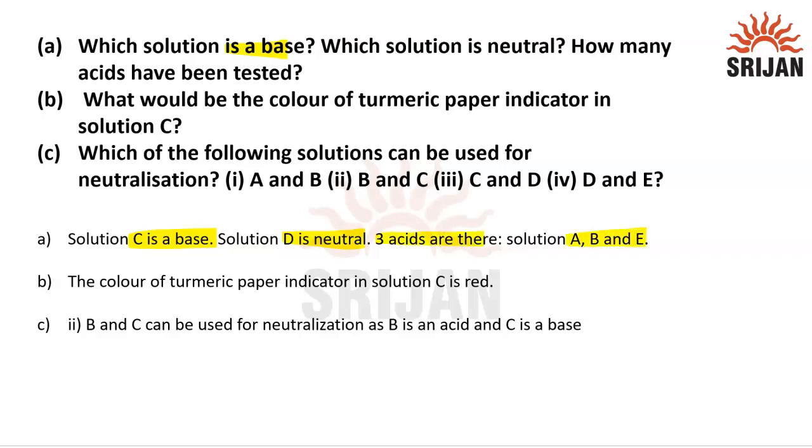Simple. What would be the color of turmeric paper indicator in solution C? As we know that solution C is a base, hence the color of turmeric paper indicator in solution C is going to be red.